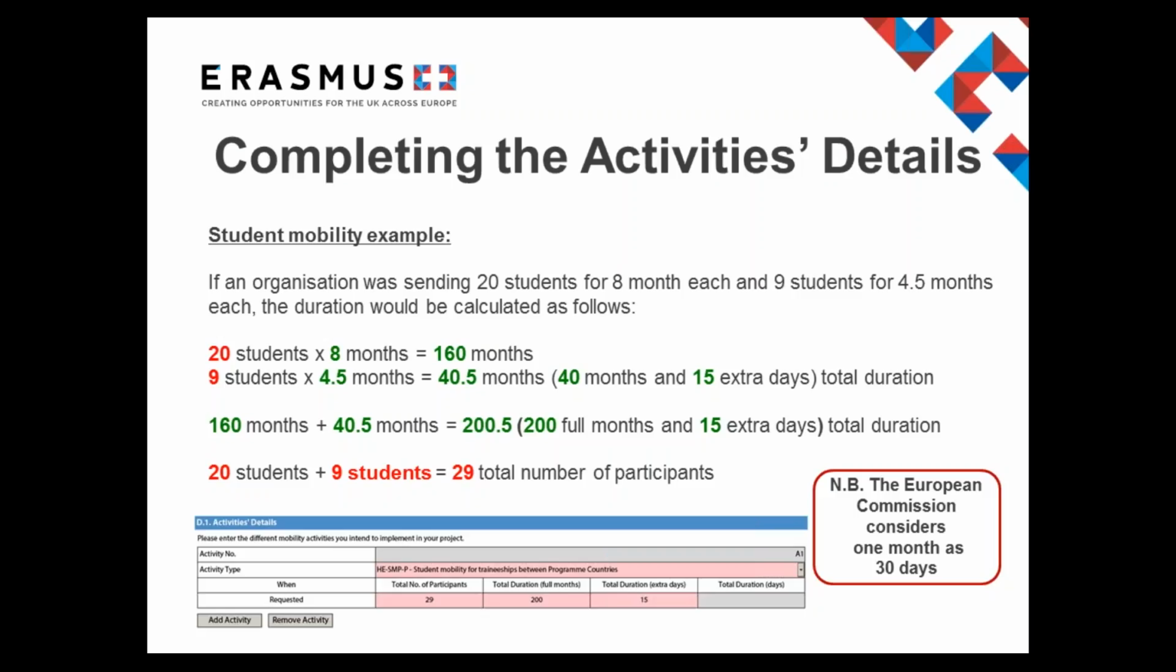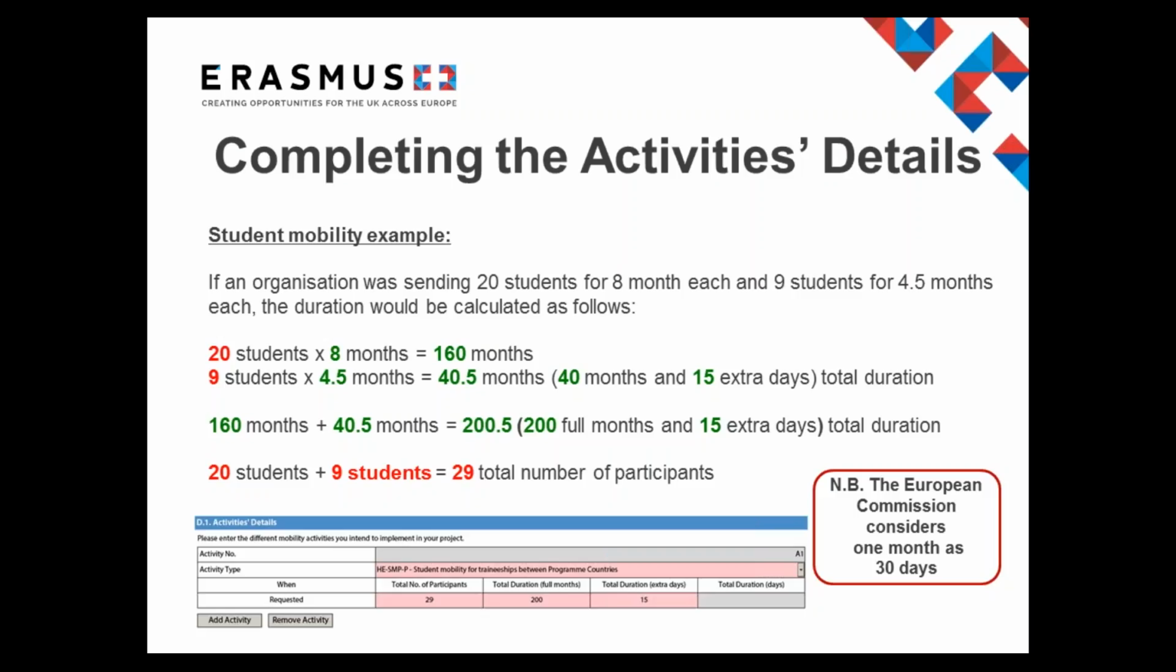So you can see that I've put total duration in months as 200, and then the total duration as extra days as 15 to reflect that 0.5 of a month. We still, however, need to put in the total number of participants. So what I've done is I've added the 20 students and the 9 students that we had originally that applied, and we've added those together. So in total, we have 29 students and we require a total duration of 200 months and 15 extra days. And that is how you would fill the form in.